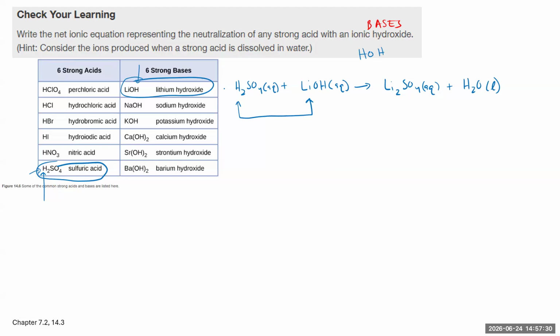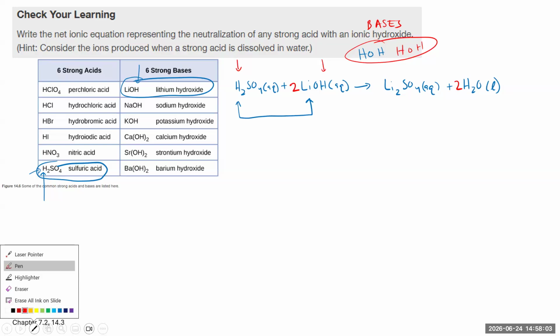We have to balance it. Let's balance the sucker. So we need 2 lithiums here, right? Because we have 2 lithiums here. 1 sulfate, 1 sulfate. Now we have 4 hydrogens, 1, 2, 3, 4, and 2 oxygens. So 4 hydrogens, 2 oxygens. That looks like 2 waters. So now we're done.